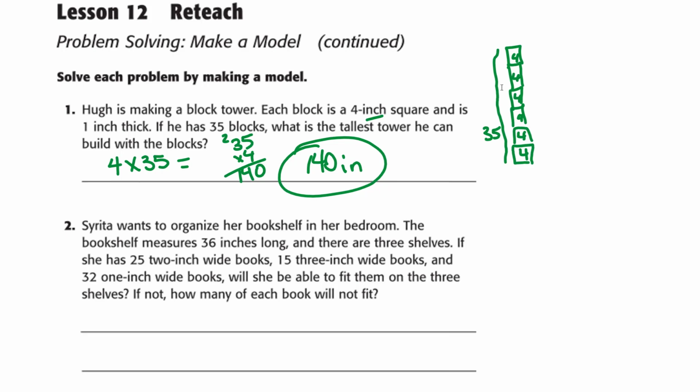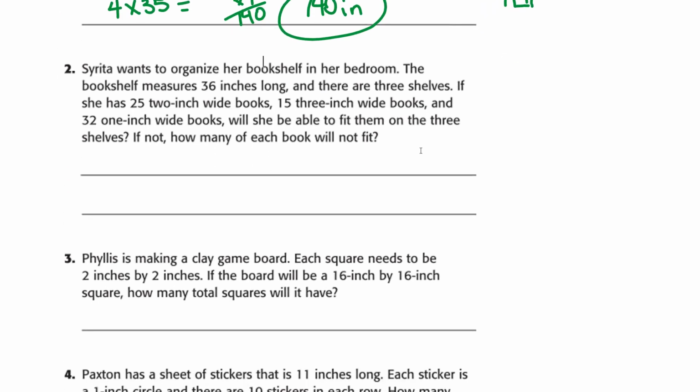The next one was juicy. Sarita wants to organize her bookshelf in her bedroom. The bookshelf measures 36 inches long, and there are 3 shelves. If she has 25 2-inch wide books, 15 3-inch wide books, and 32 1-inch wide books, will she be able to fit them on the 3 shelves? If not, how many of each book will not fit? That's a juicy problem if I ever saw one. There are lots of details in there.